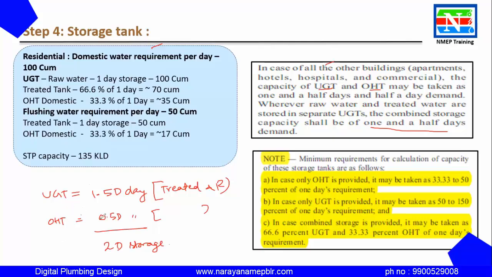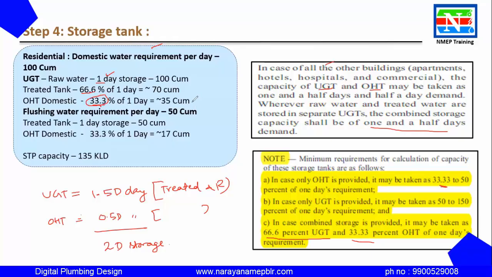This you can do. So what we have done here generally, 2 day storage. What I have done is 1 day storage for raw water, and for treated water I have taken 66.6%, and overhead tank 33.3%, which is minimum. You can see here: in case combined storage is provided, it may be taken as 66.6% UGT and 33% overhead tank of 1 day requirement. So I have taken overhead tank 33.3 minimum.